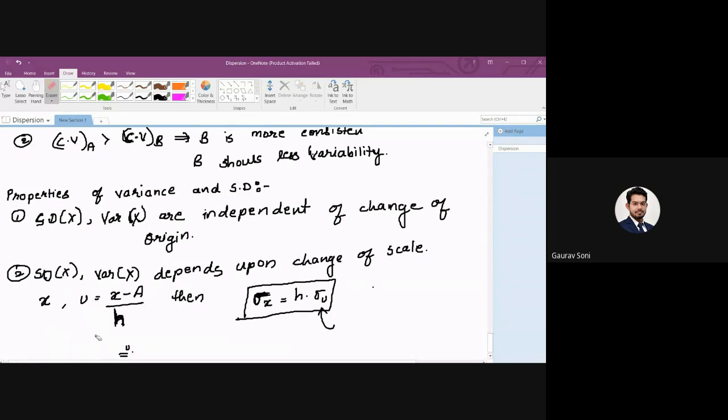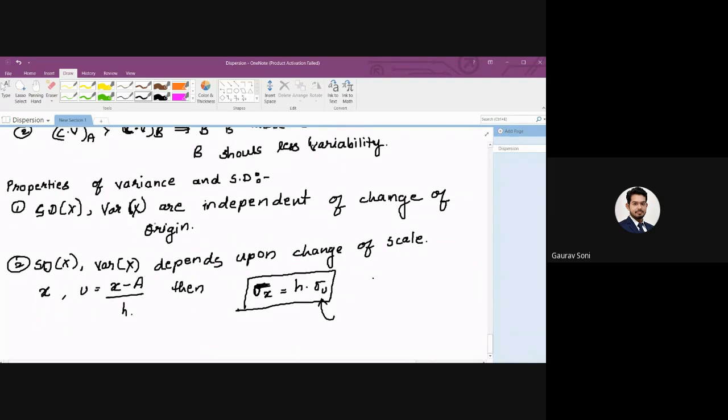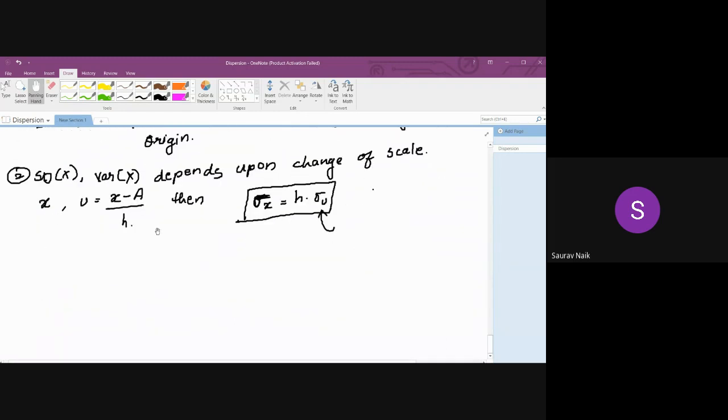So if you can simply try to prove this, it is a good exercise and very easy. I'll just write down one last remark. Sir, do we have to prove that sigma x is equal to h into sigma u? Yes, that is homework and a good exercise. Try to prove it. This I'll just write down as a relation.